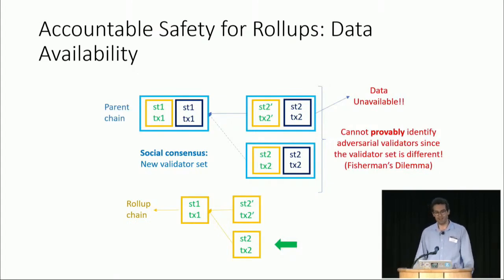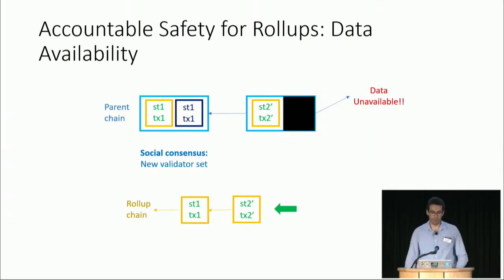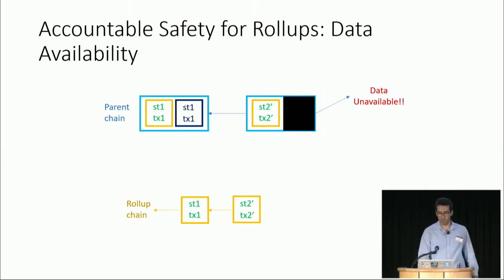No. I will require the rollup full nodes to check the availability of the parent chain blocks before accepting a rollup block from the parent chain block. So at this stage, I do not want the rollup full nodes to accept ST2 prime, TX2 prime as a valid rollup block, because they should be checking the availability of the corresponding parent chain block, and upon noticing that the data is not available, they should not download this block and add it to their rollup chain. But now I'm contradicting with myself, right?